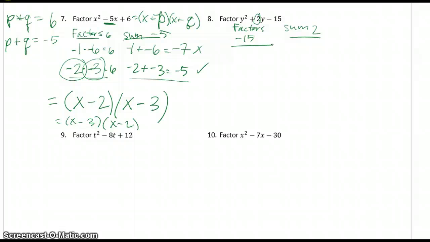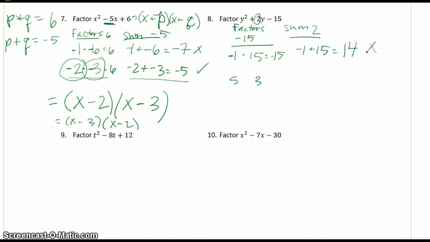So we can think of the factors of 15 as 1 times 15 and 5 times 3. Right? But I have to make at least one of those negative. So let's start by making one negative. I have negative 1 times positive 15 gives me negative 15. But negative 1 plus positive 15 gives me 14. This is not 2, so those won't work.